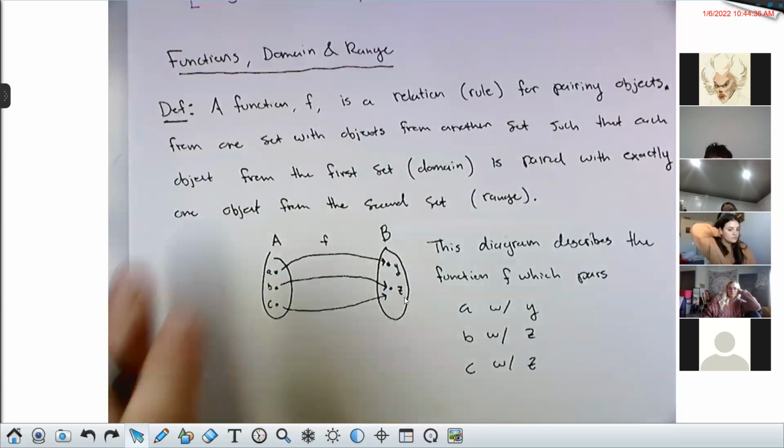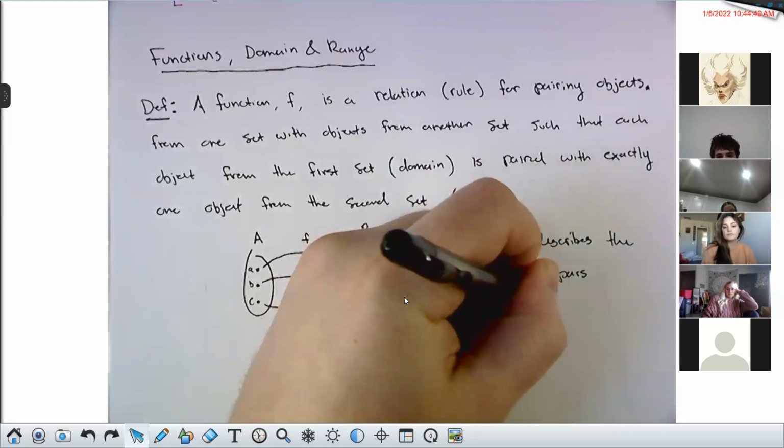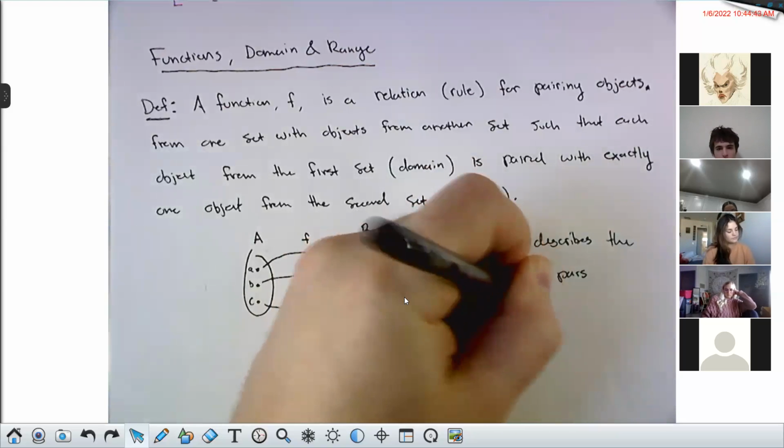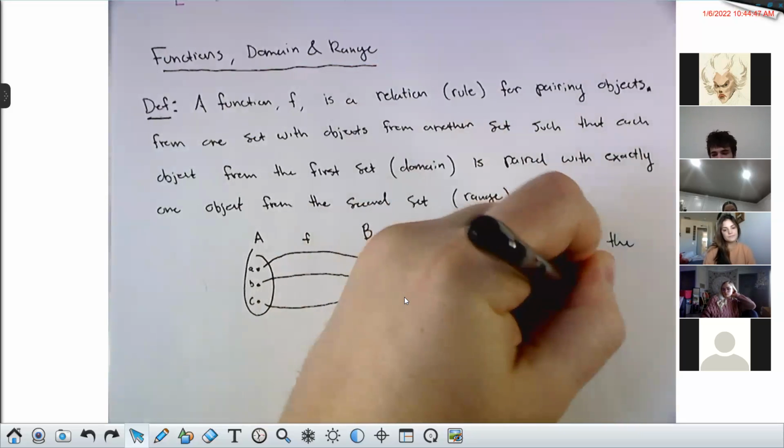There's a notation for each of these things. I'm going to show it to you now. You've seen it before, I'm sure. This is usually written as f of a equals y.